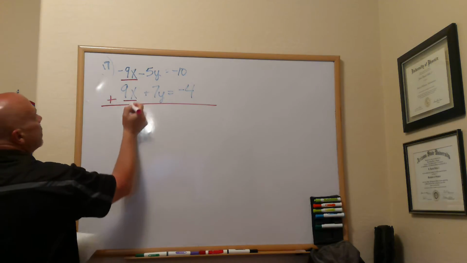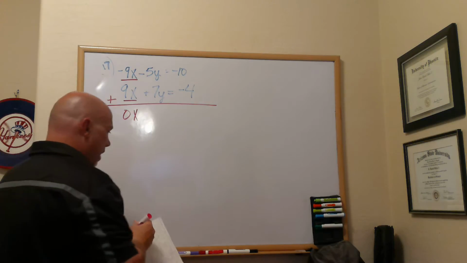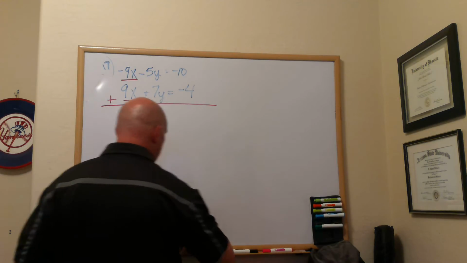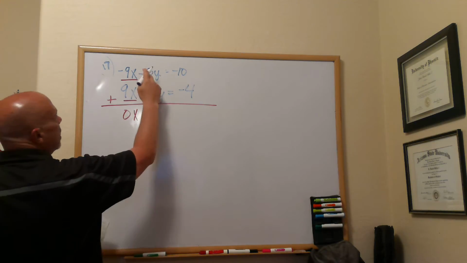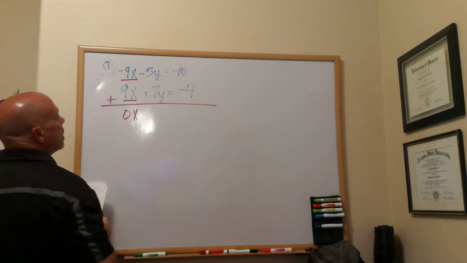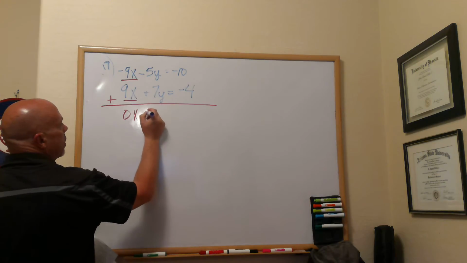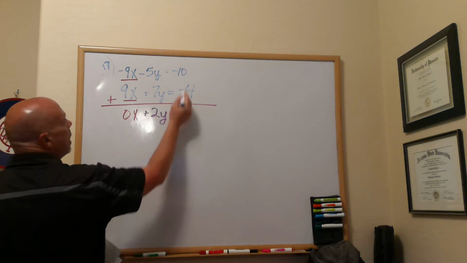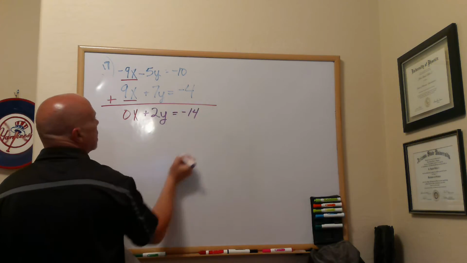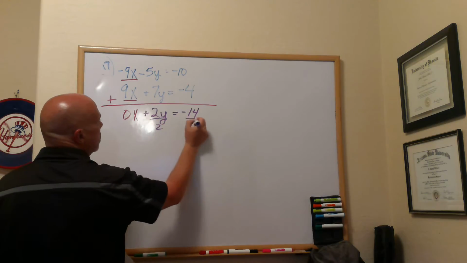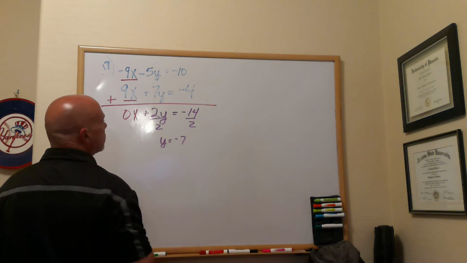When I add negative 9x plus 9x, I get 0x. I wanted to put that in a reddish color at first, just to keep it a little bit separate. Now the x variable is going to disappear, but I continue adding both equations together. I have 5y and a positive 7y, which leaves me a positive 2y. Then I have negative 10 plus negative 4, which gives me negative 14. I'm going to divide both sides by 2, and I get y equals negative 7.